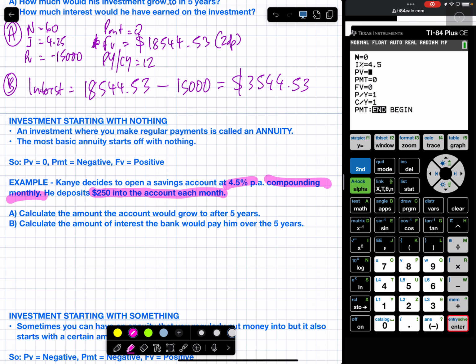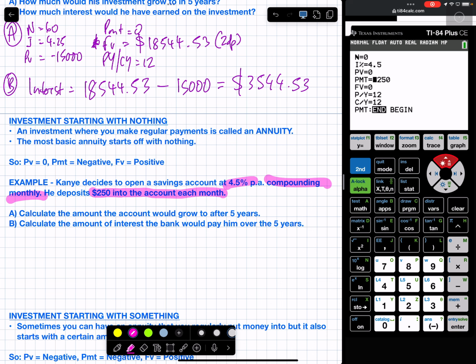4.5, no conversion needed. Does it say that he's starting off with a sum? No, so PV is going to be 0. Does it say that he's regularly putting money in the account? How much? What sign would that be? Negative, because it's going from here, it's going into the bank. So PMT is going to be negative 250.